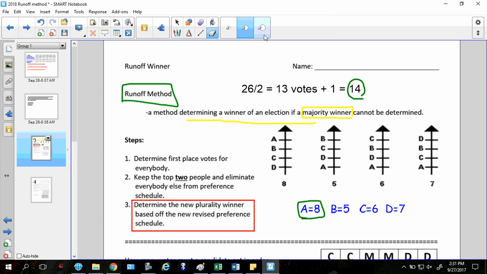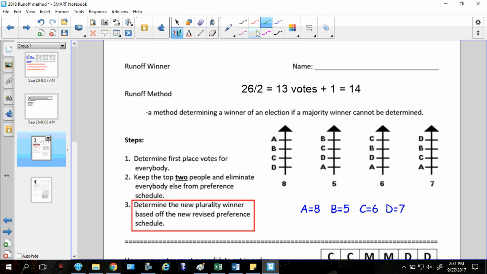Now, let me clean all this up here. The runoff process is: determine the first place votes, which we did. The next part is, keep the top 2 people and eliminate everybody else. So the top 2 vote earners are A and D. Everybody else gets eliminated, so that means B and C get eliminated.